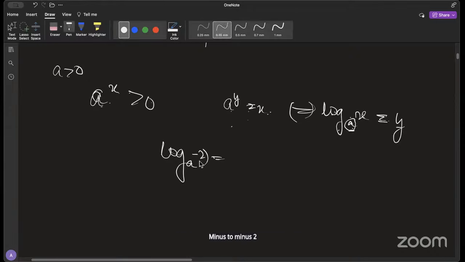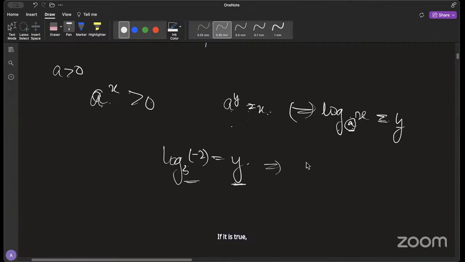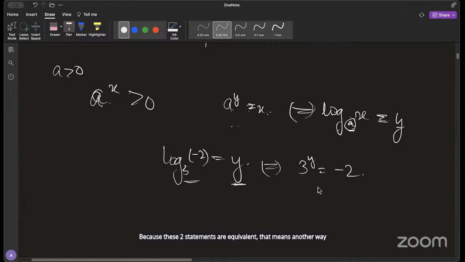Now, if I want to find what x can I take here, you said I can take minus 2 here because someone said that I can take negative values here. Let's say this quantity has some value. Let's fix a and take it to be 3. If I can have a negative value here, I'll have some number, I don't know what it is, but let's assume it to be y. If it is true, then this should be the same as 3 to the power y is equal to minus 2, because these two statements are equivalent. Another way of writing the same thing is this.